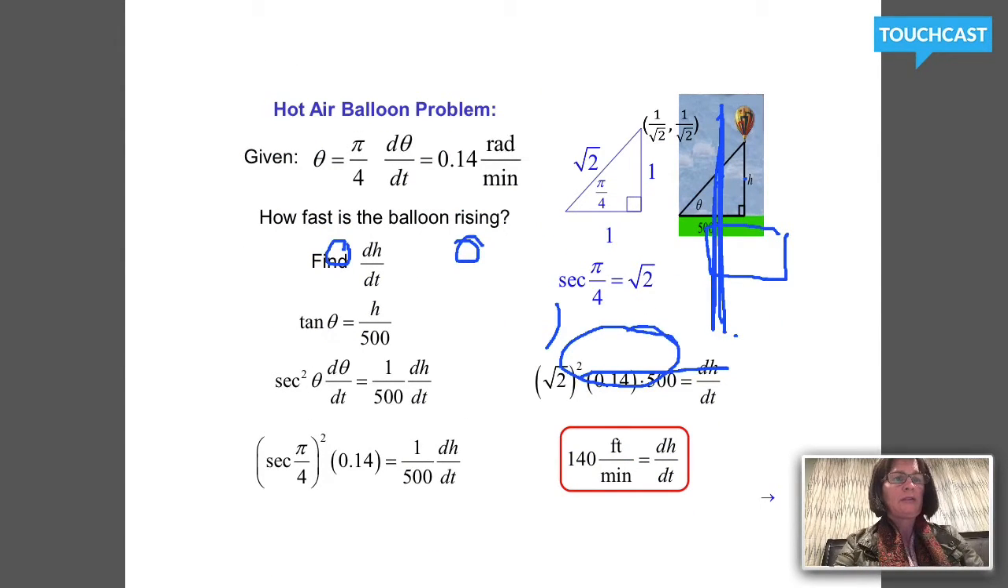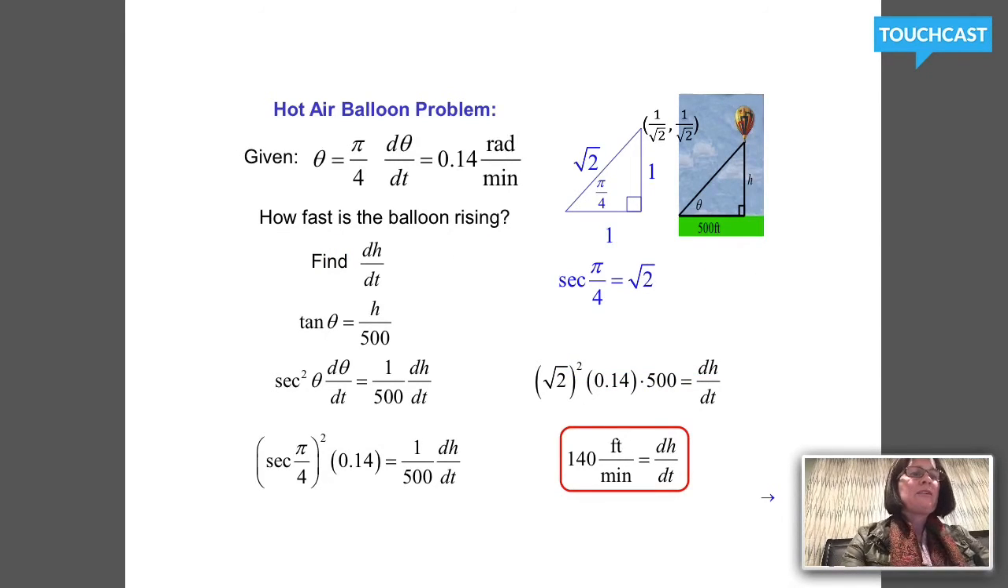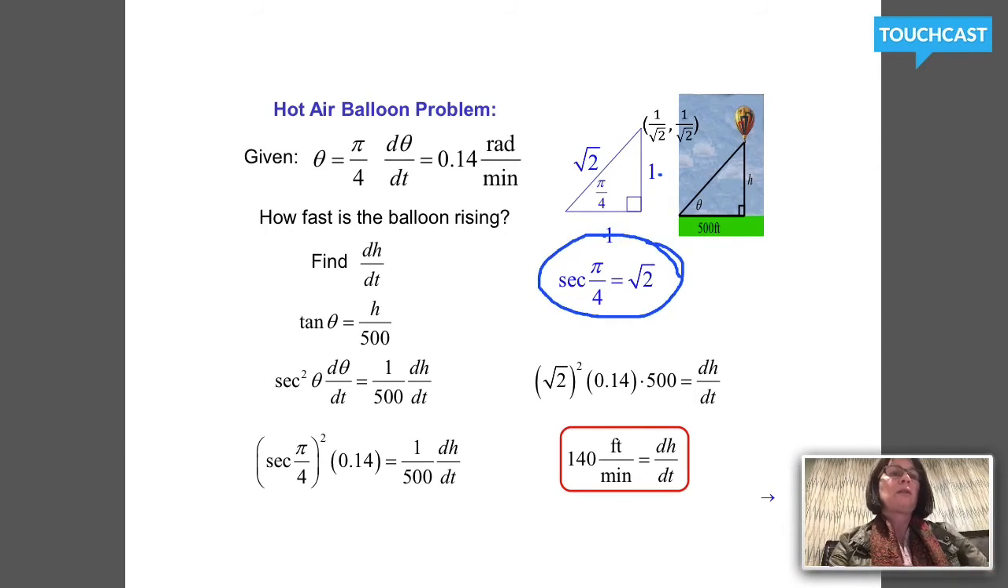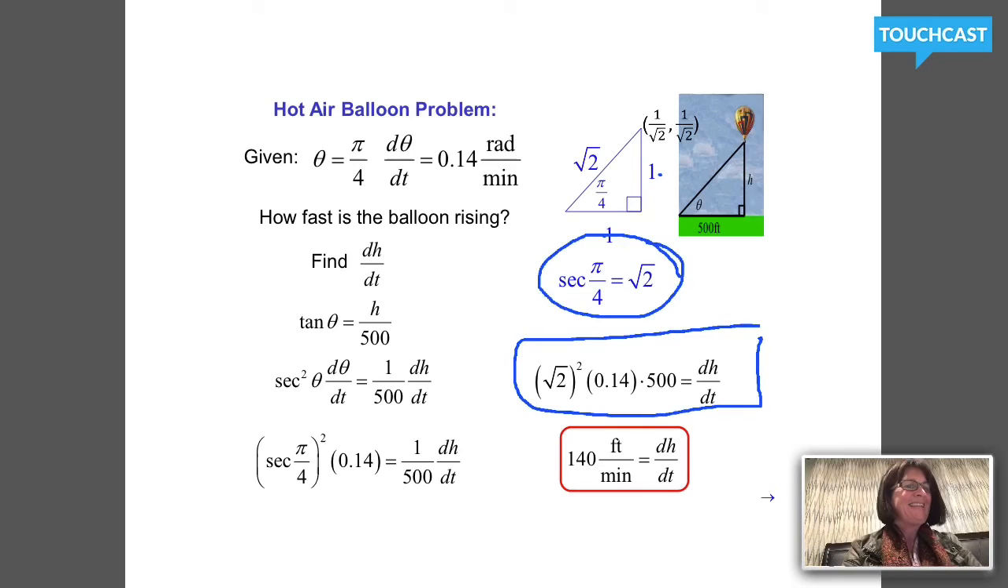So here's a right triangle, an isosceles right triangle because I have an angle of pi over 4. If these two sides are the same, 1 and 1, the hypotenuse is radical 2, and the secant is 1 over the cosine, and cosine is the adjacent over hypotenuse, 1 over radical 2. So the secant is radical 2. Once you can write this expression, we're just simplifying dh/dt. You can find that's 140 feet per minute.